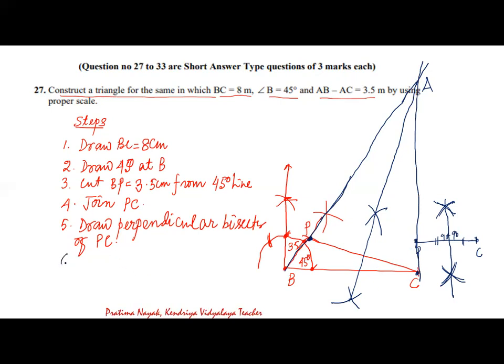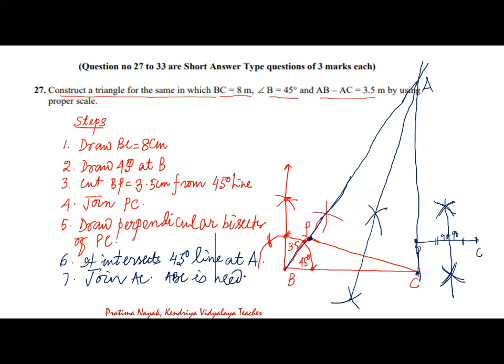So I'm writing the steps now. Draw the perpendicular bisector of PC. It intersects the 45-degree line at A. 7. Join AC. So ABC is the required triangle.